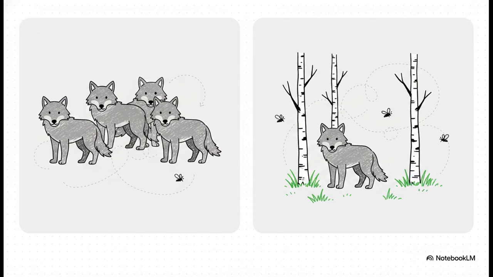But then we level up to a community, sometimes called a biosynotic level. This is a group of different living organisms that live together and interact. Think of a whole forest, a swamp, or a coral reef. It's the wolves, the trees, the grass, and the insects, all coexisting in the same space.